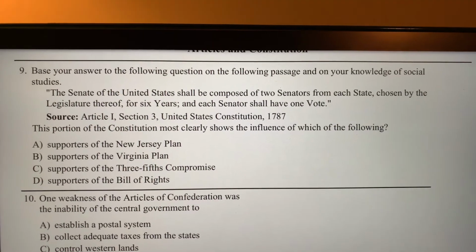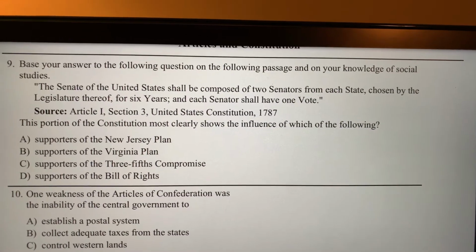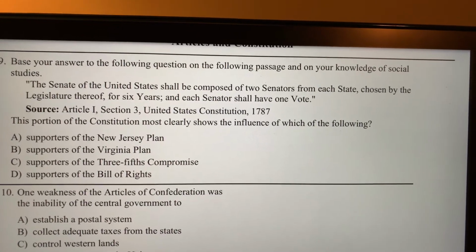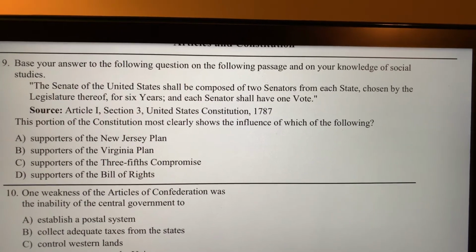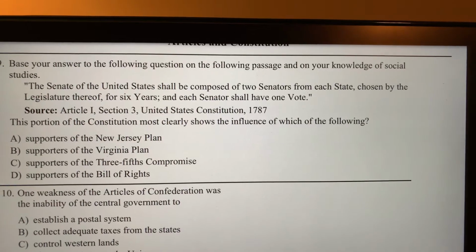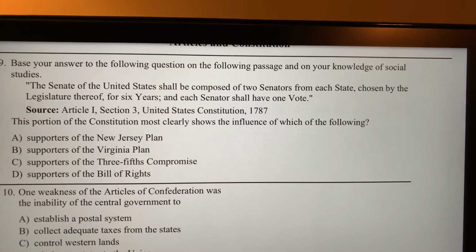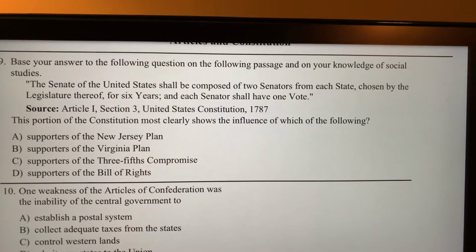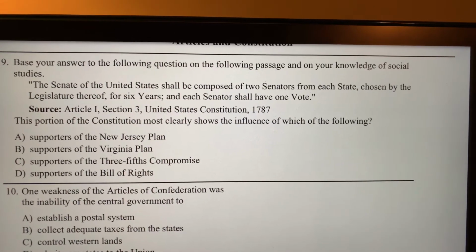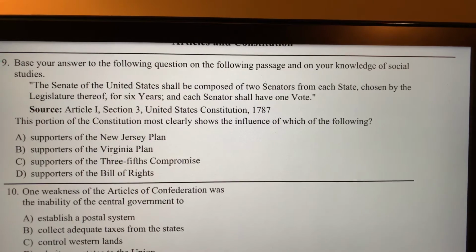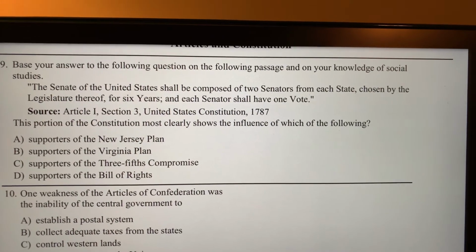Number 9. Base your answer to the following question on the following passage and your knowledge of social studies. The Senate of the United States shall be composed of 2 senators from each state, chosen by the legislature thereof for 6 years, and each senator shall have 1 vote. Source, Article 1, Section 3, United States Constitution, 1787.